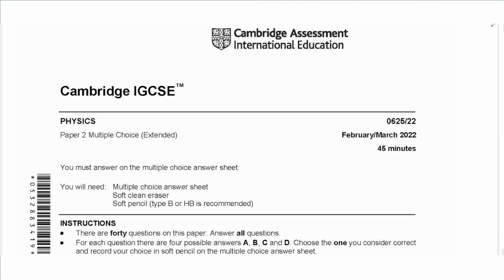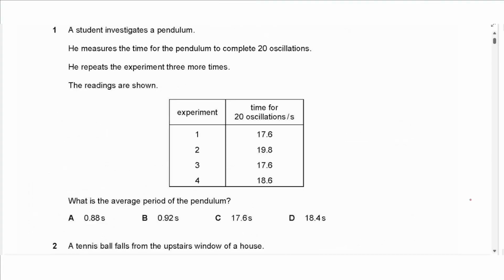In this video I will be solving the paper 2 exam for February-March 2022. So let's get started. Question 1 says a student investigates a pendulum.